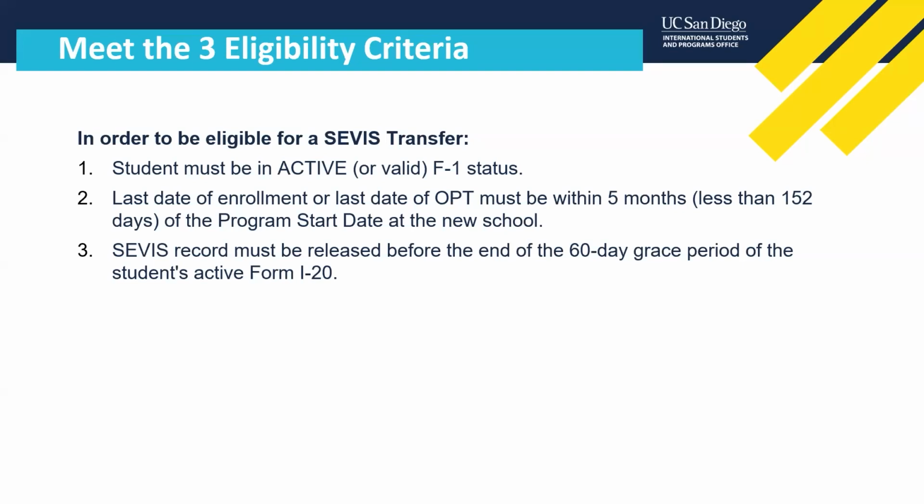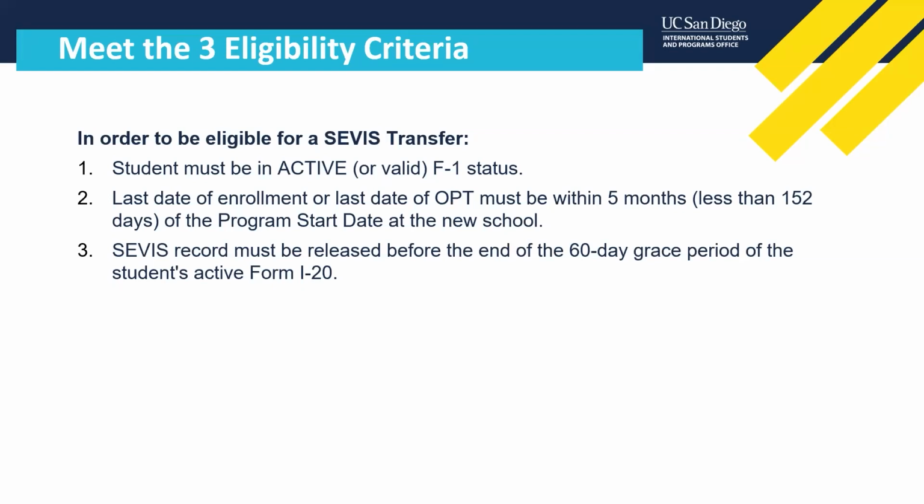And then number 3, this is with regards to timing the actual release of your SEVIS record. Your SEVIS record must be released to UC San Diego before the end of your respective grace period. For F1 students, you have a 60-day grace period following completion of your enrollment or OPT. You must request that your current institution release your SEVIS record to UC San Diego before the end of your 60-day grace period.